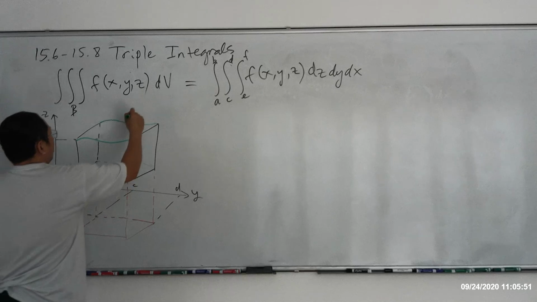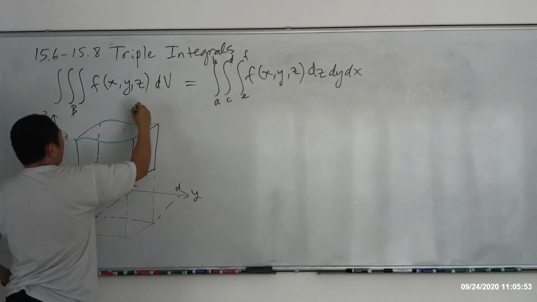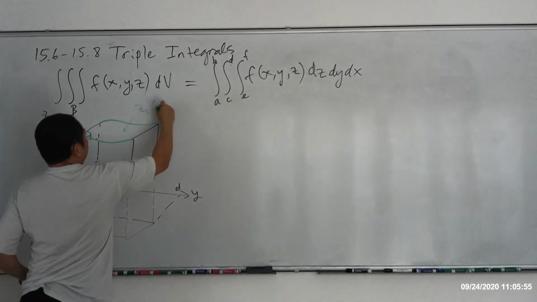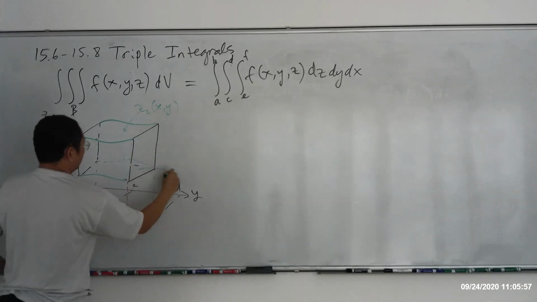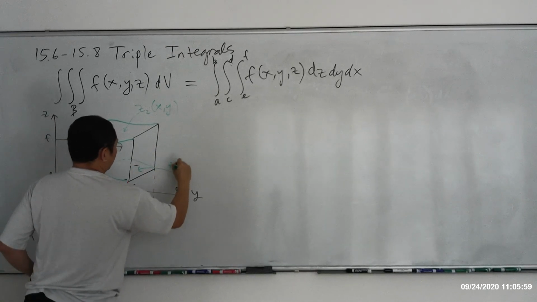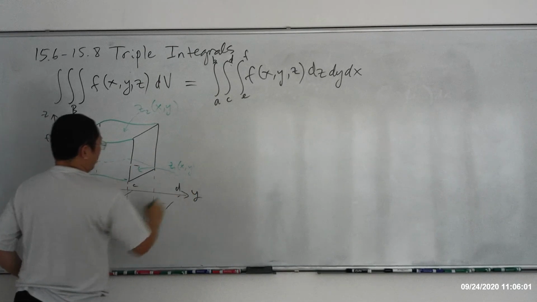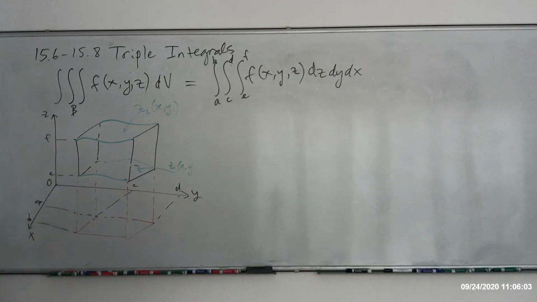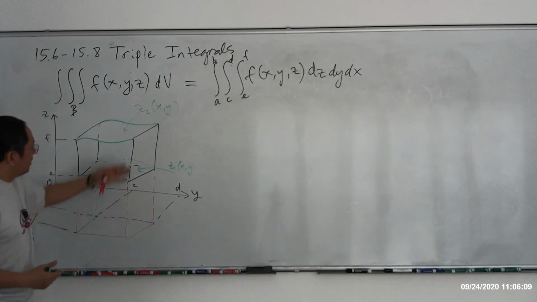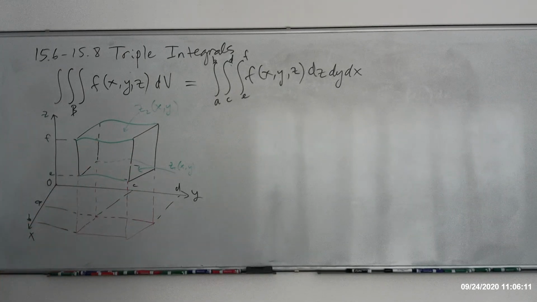So here I'm trying to tell you that the top one is z2 in terms of x and y. The bottom one right here, z1, is also a function in terms of x and y. Surface functions. Project it down to the xy plane, it's still a rectangular shape, constant. Okay, flat here, go down, flat there, go down. This flat goes down, this flat goes down.